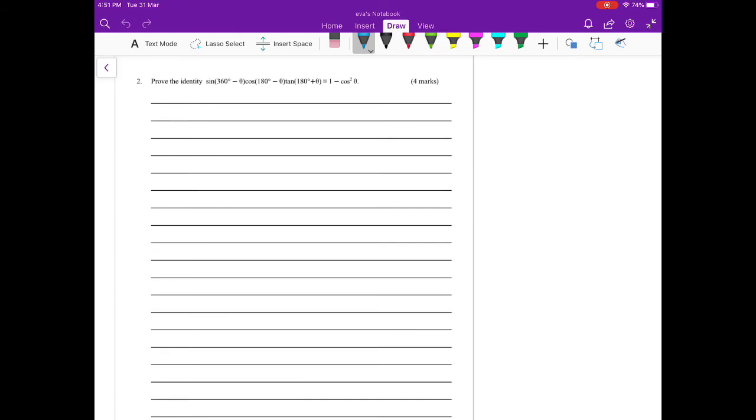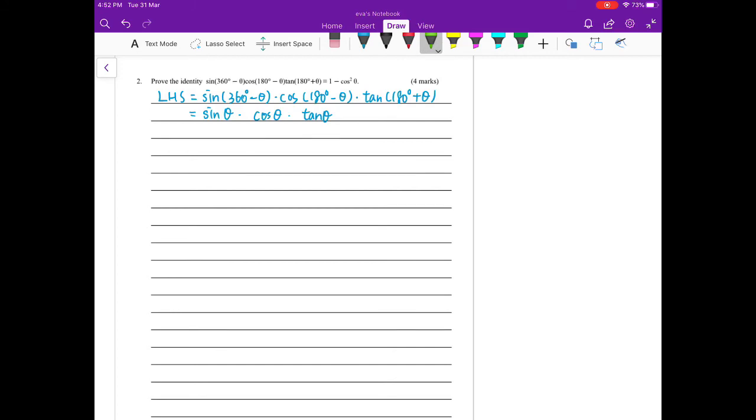Now let's look at question 2. In this question, you have to prove an identity, and when you need to prove an identity, you also need to use many identities. So let's start with the left-hand side. Remember, always when you're proving something, you need to write left-hand side and right-hand side. Sine 360 degree minus theta times cosine 180 degree minus theta times tangent 180 degree plus theta. You can see all of them are 180 and 360 degrees, so all of them do not need to change sine and cosine, just write down the same one without the 360 and 180.